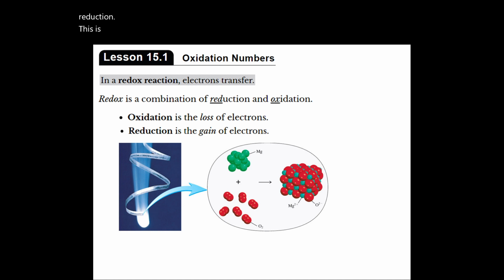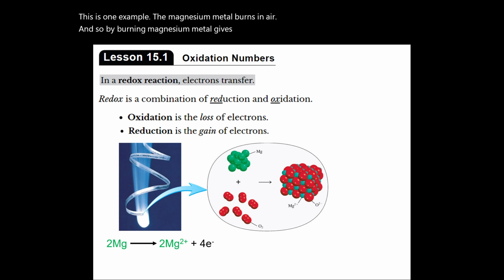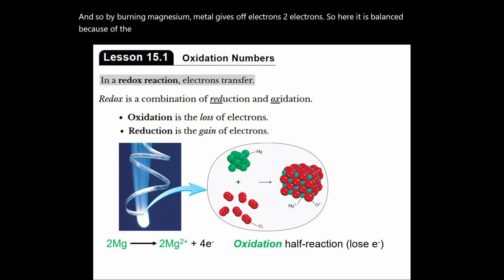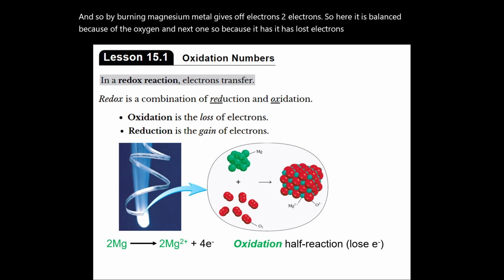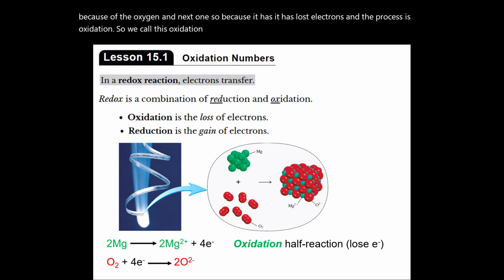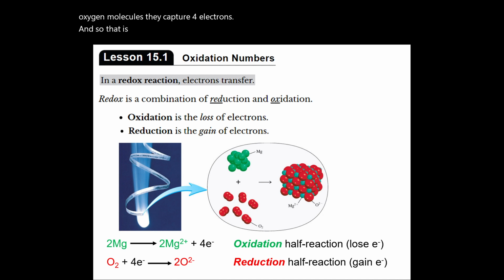This is one example. The magnesium metal burns in air, and by burning, magnesium metal gives off 2 electrons. So here it is balanced because of the oxygen. Because it has lost electrons, the process is oxidation, so we call this the oxidation half reaction. The other half has to be reduction. The oxygen molecules capture 4 electrons, and so that is the reduction half reaction.